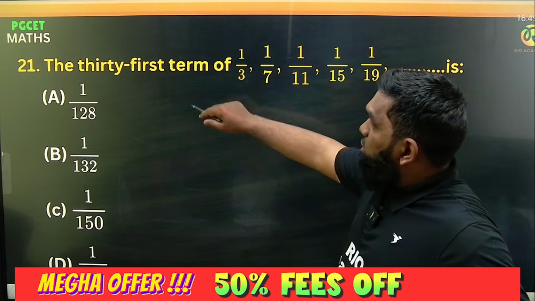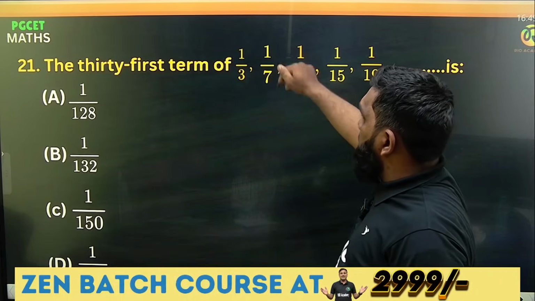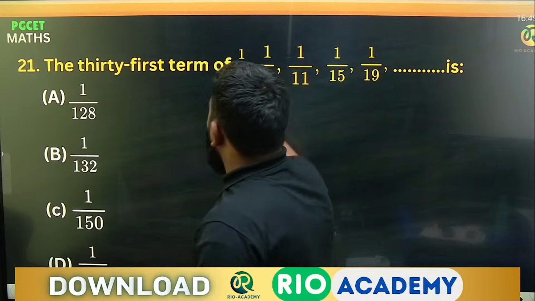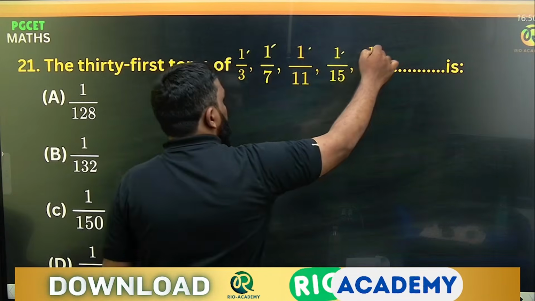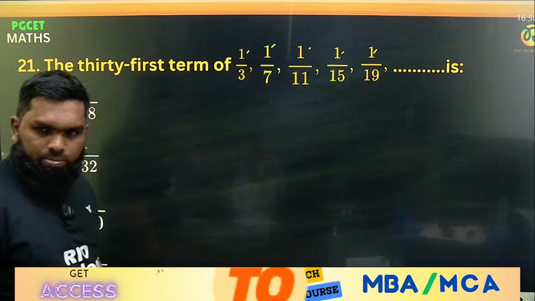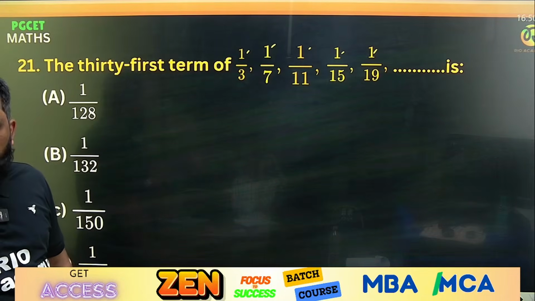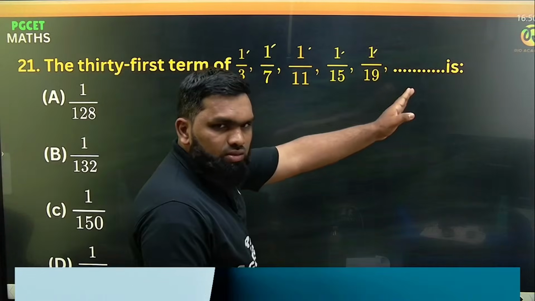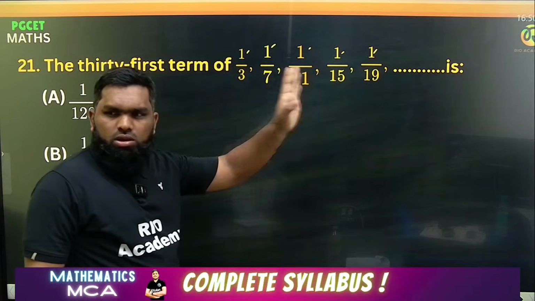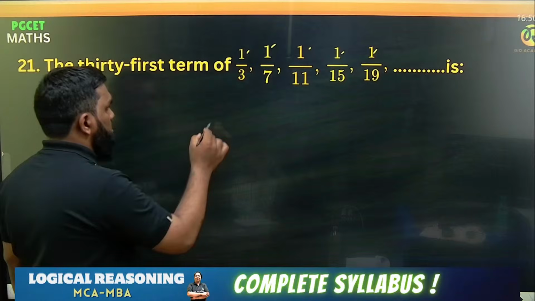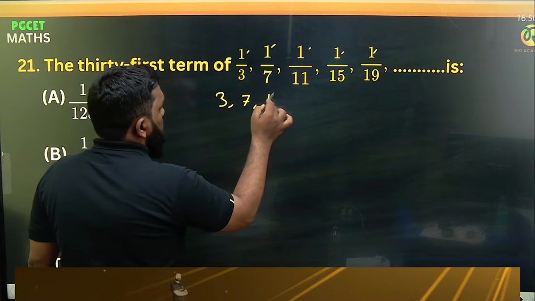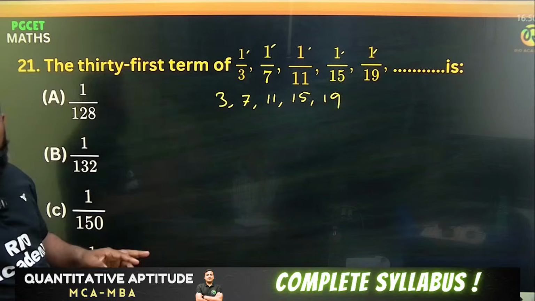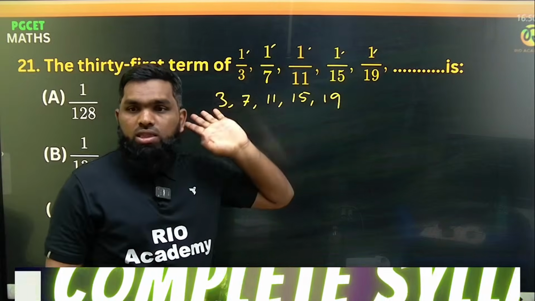Here, see the 31st term of 1 by 3, 1 by 7, 1 by 11, 1 by 15, 1 by 19. The numerators are all the same. So what we have to do? We are going to take the below number series, which is 3, 7, 11, 15, 19. Which condition do we apply? When the numerator is the same.